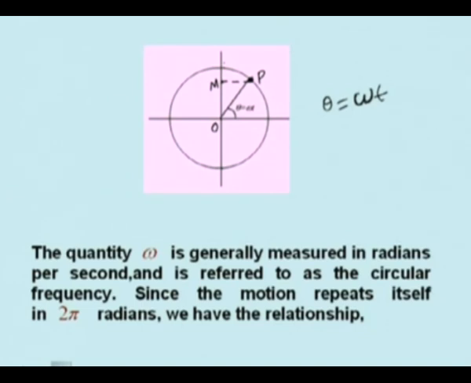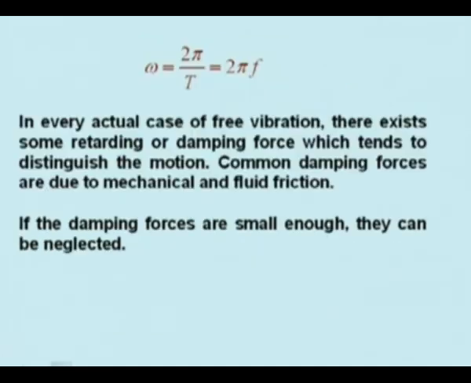Now the quantity omega is generally measured in radians per second and is referred to as the circular frequency. Sometimes the term circular is dropped and it is just called frequency only. Since the motion repeats itself in 2 pi radians, we have the following relation: omega is equal to 2 pi by T is equal to 2 pi f.